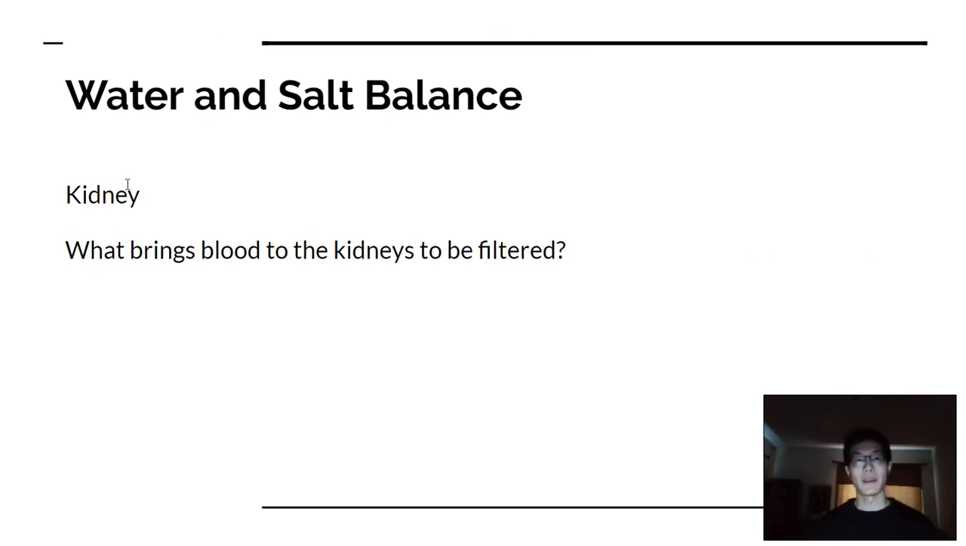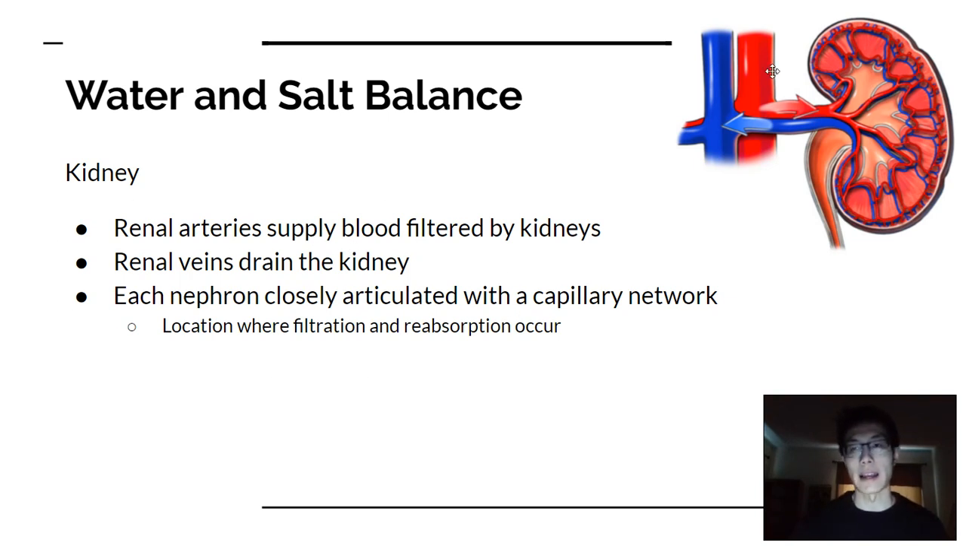Now, the question is, what exactly brings the blood to the kidneys to be filtered? Obviously, the easy answer is the arteries and capillaries, right? They take blood away from the heart towards other organ systems, and the kidney is no different. More specifically, we have renal arteries that supply the blood to be filtered by the kidneys. Eventually, we have renal veins that drain the kidney. Each nephron is closely articulated with a capillary network. And the nephron is the location where filtration and reabsorption occur. So you have the kidney made of small functional units called nephrons, and it's at the nephron where filtration and reabsorption occurs.